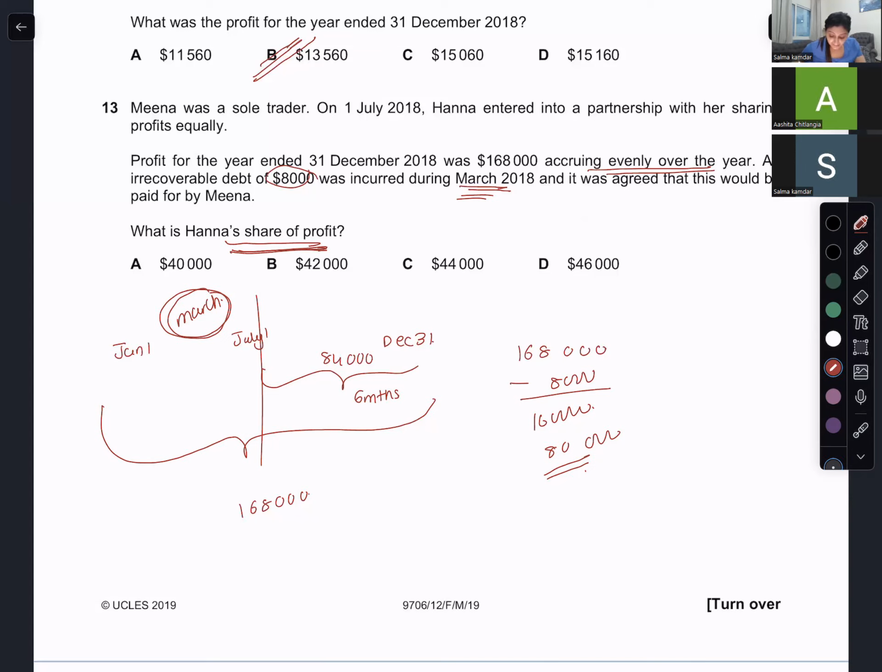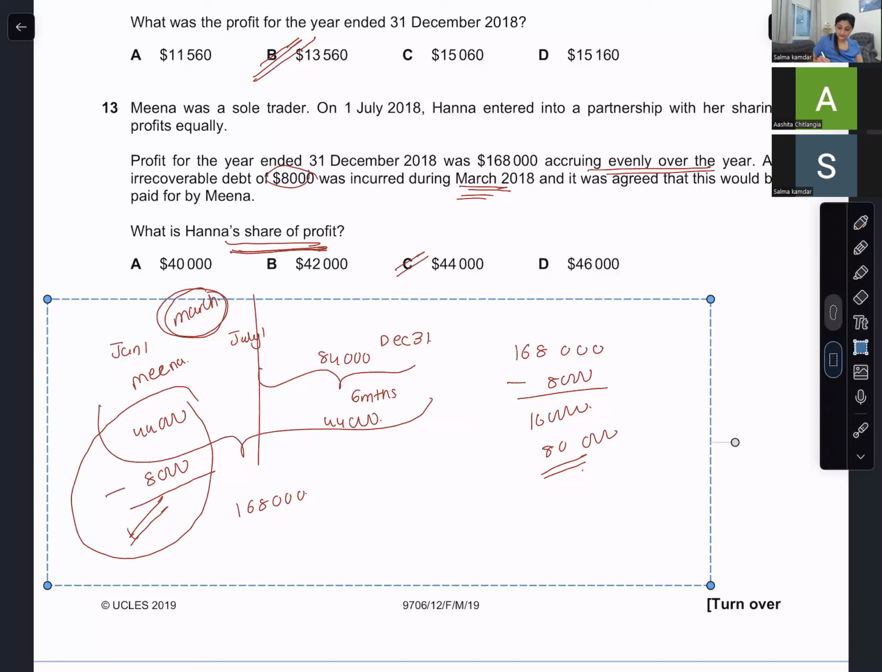Irrecoverable debts happened during March 2018. So this is 44,000 and this is 44,000, right? Otherwise, minus 8,000. So for this, whatever is happening over here would be done by Meena. What is the profit? 44. Okay, you did not understand.